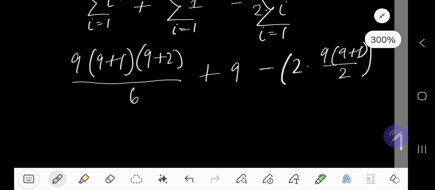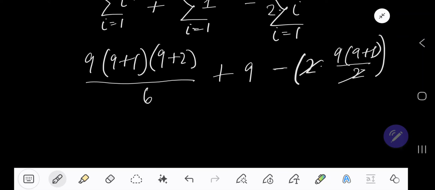Let's evaluate this. 2 we can cut here. I think I wrote the formula wrong here. That is my bad. Yeah, this should be 2 into 9 plus 1. So nothing will happen, but still. So 9 plus 1 is 10, and 2 into 9 is 18 plus 1 is 19.